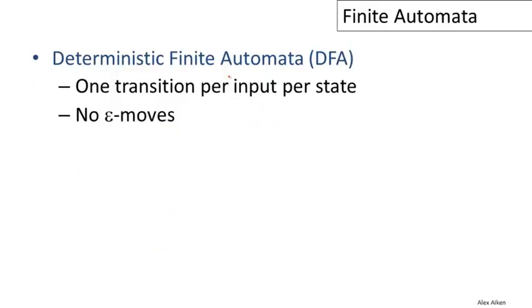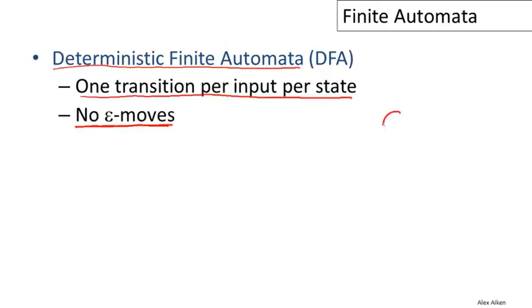Now, epsilon moves are the first time we've mentioned the possibility that a finite automaton might have a choice in what moves it makes. And there's actually an important distinction between automata that have choices and those that don't. So deterministic finite automata have two properties. First of all, they have no epsilon moves, so they must always consume input.